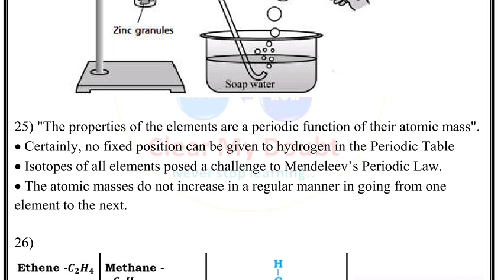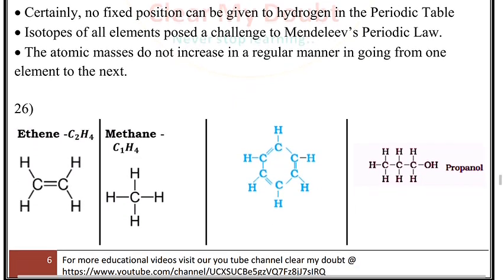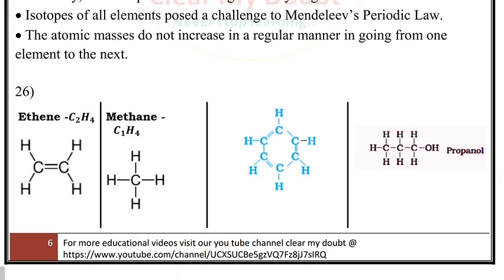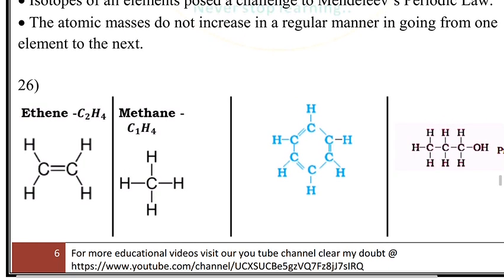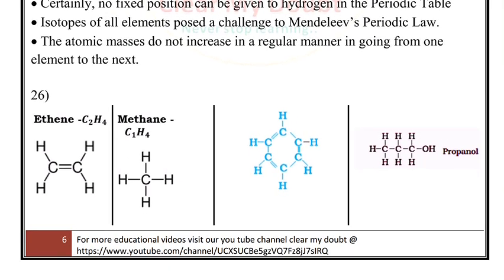And the last question of the chemistry part is question number 26. Write the molecular formula and structural arrangement of the following compounds. In that, option A is ethane, methane, benzene and propanol. Here all the molecular formulas and structural arrangements are displayed on your screen. You can see this.